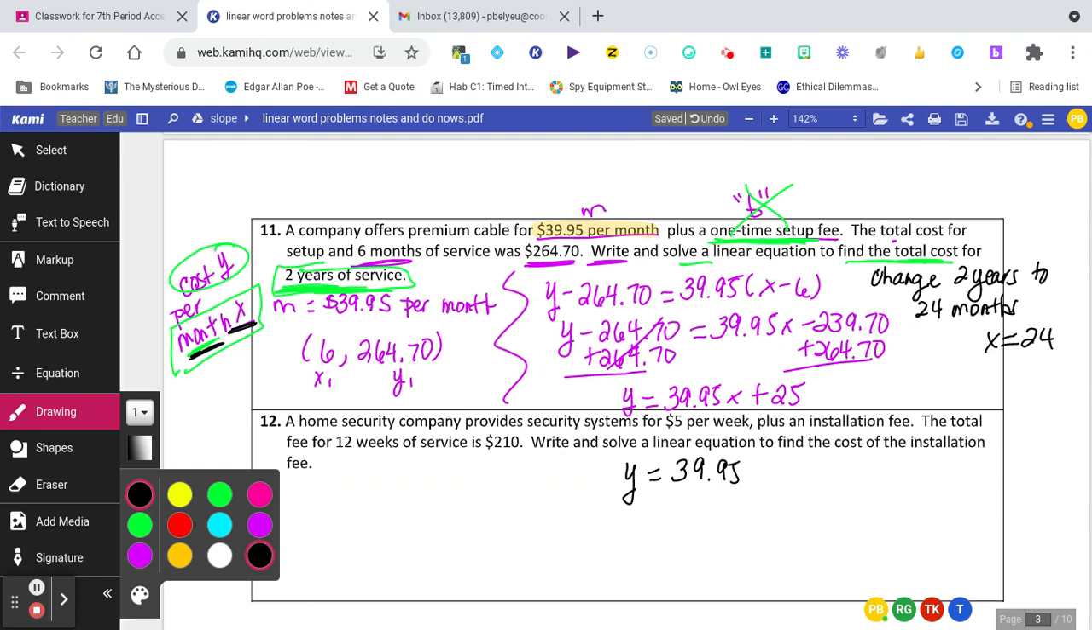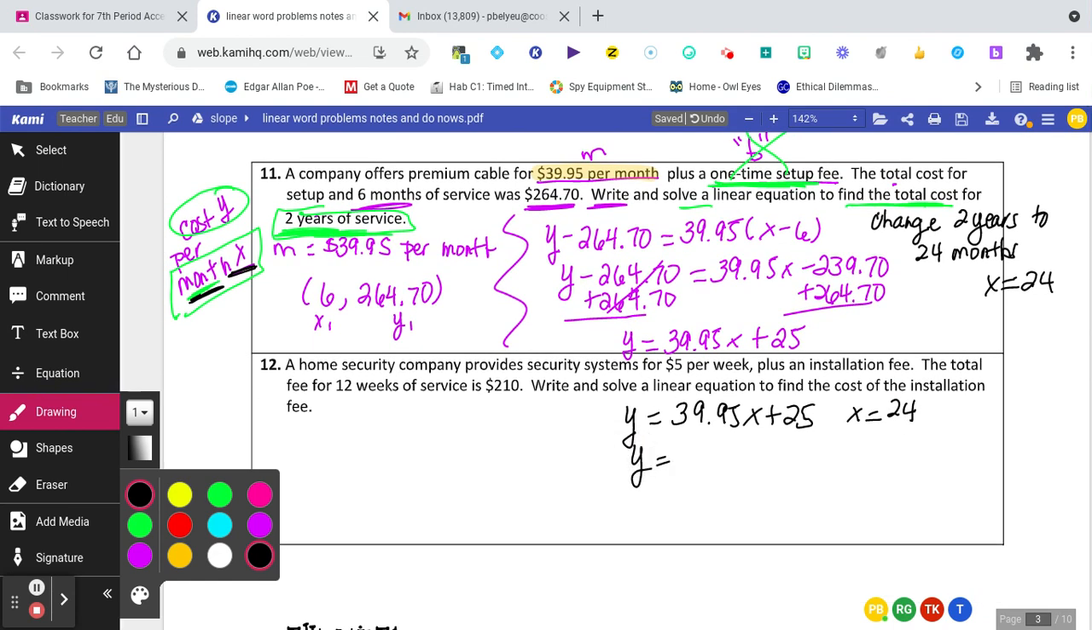I'll erase it in a minute. So now I'm using an x of 24. So we're going to end up with y equals 39.95 times 24 plus the 25. So let's do 39.95 times 24, and we get $958.80. We're going to add to it the $25. It gives us a total cost of $983.80.